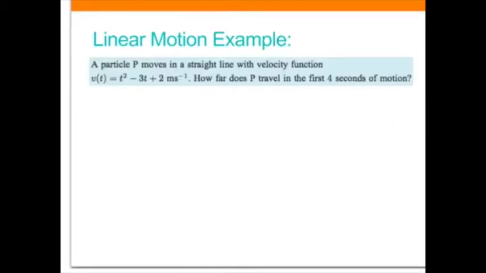So a particle P moves in a straight line with velocity function v(t) equals t squared take 3t plus 2 meters per second. How far does P travel in the first 4 seconds of motion? So I might give you just 30 seconds to quickly jot down that question so that as we go through you guys can really follow what we're doing.